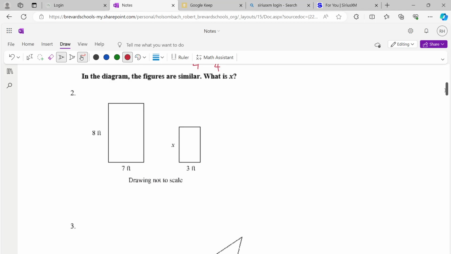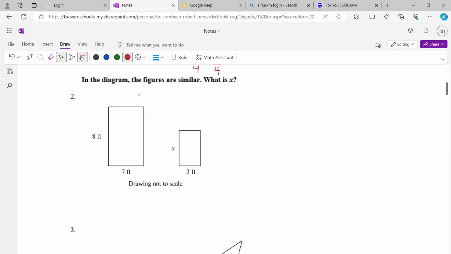In problem number 2, you're told that the figures are similar. What is x, meaning what is the value of x? So we're going to write a proportion. And I'm going to take 8 and put it over the x. So left side over left side. 8 over x is equal to bottom over bottom, which is 7 over 3.